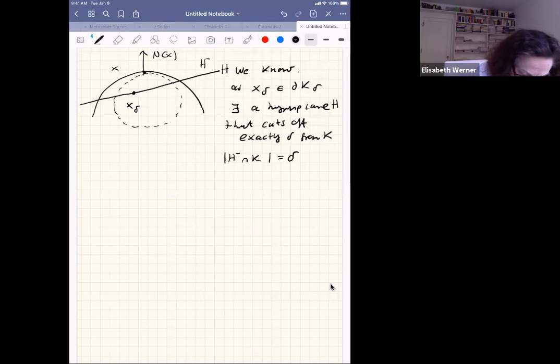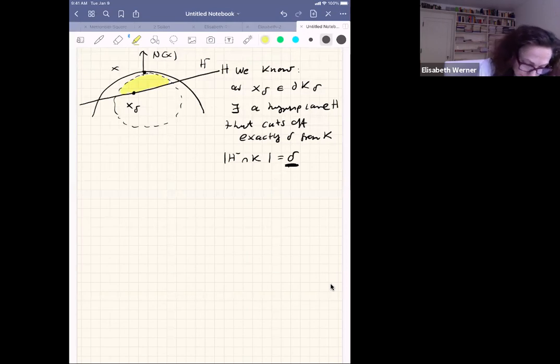Now of course, that's where this rolling ball given to us by the rolling function is convenient. What we now will do is estimate this volume delta by looking at what's happening when we cut off within this rolling ball. So we'll of course then have that the volume that's cut off by this hyperplane H within the rolling ball will be smaller or equal than delta.